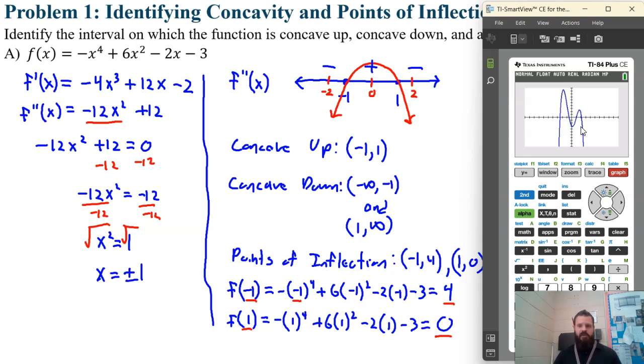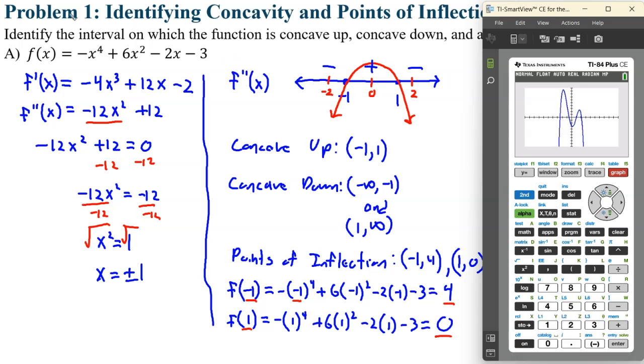All right, so there's a simple example of finding concavity and inflection points. Part B is pretty much the same thing. Why don't you take a minute, pause the video, run through part B, and then hit play to check your answer.